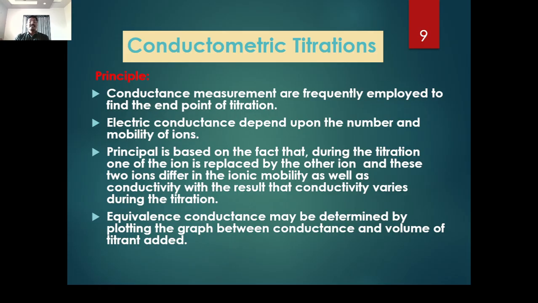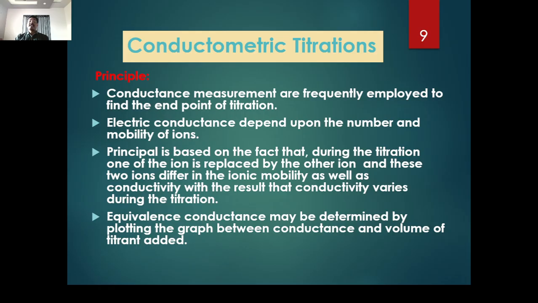Then conductometric titrations. Here we will see that conductometric titration is used to titrate acid and base. It is used for precipitation titration. It can also be used for complexometric titrations. Here we are going to study acid base titrations using the conductometer. Then, what is the principle of conductometric titrations?